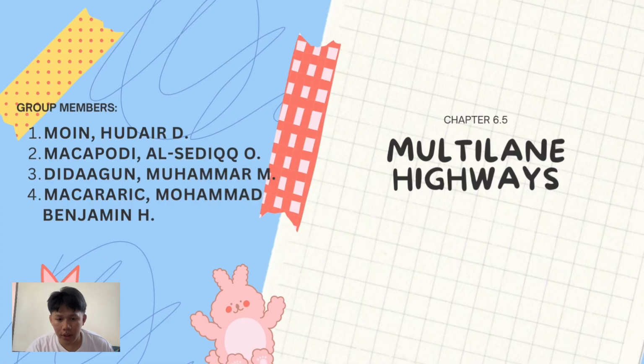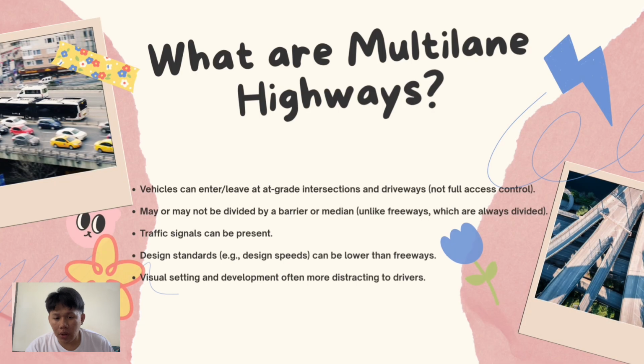Our topic today report is about multi-lane highways. What are multi-lane highways? Multi-lane highways are roads where vehicles can interleave at grade intersections and driveways, and there is not full access control. They may or may not be divided by a barrier or median, unlike freeways which are always divided. Traffic signals can be present. Design standards can be lower than freeways. Visual settings and development are often more distracting to drivers.